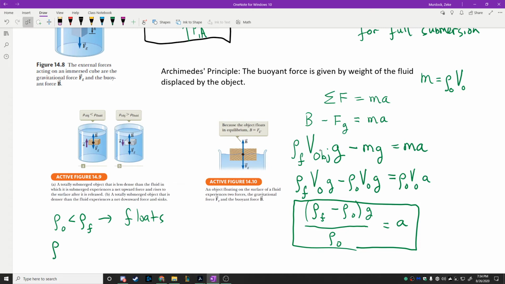If the density of the object is greater than the density of the fluid, what happens to the sign of the acceleration then? So if this is bigger than this, it becomes negative, which means it sinks, right? Negative acceleration. Okay, what about the other? What's the other possibility that I left out?